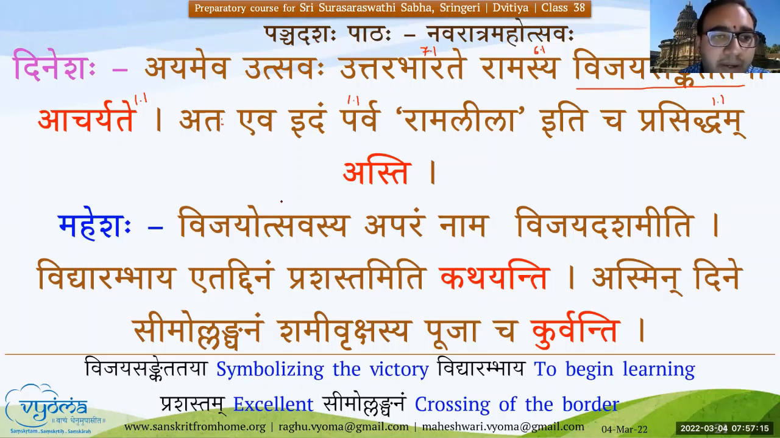Next, Mahesha will again say, Vijayotsavasya aparam nama Vijaya Dashami iti. The name of this victory celebration is also Vijaya Dashami, because it's the 10th day and it symbolizes the victory. It is called Vijaya Dashami. Aparam nama. It's all in Prathama Bhakti Ekavachanam only. Vijayotsavasya, Vijaya Utsavasya, Vijayotsavasya Gunasandhi and Shashti Bhakti Ekavachanam.